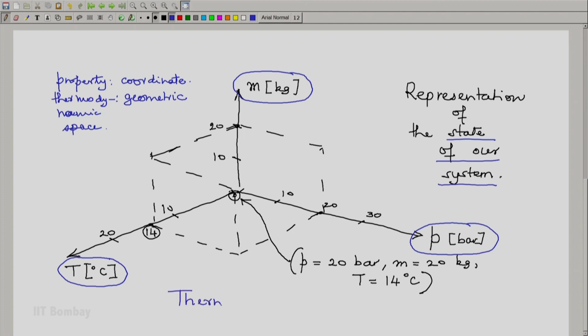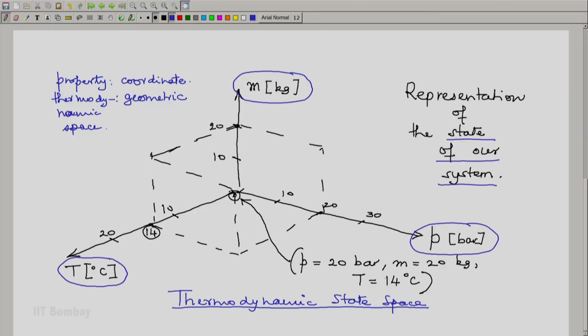This is known as thermodynamic state space. In the thermodynamic state space, each coordinate, in this particular case pressure, mass and temperature, represents one thermodynamic property. A state is represented by specified values of those properties. In this particular case, pressure of 20 bar, mass of 20 kg and temperature of 14 degrees C.